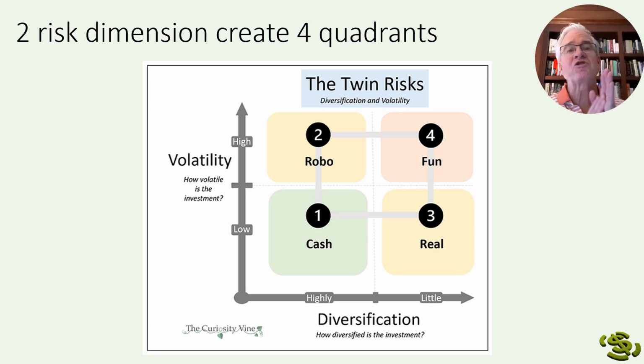The 2 risk features create 4 quadrants. Those quadrants are at the end of the diversification volatility risk barbells. The 4 quadrants are called cash, robo, real, and fun. These heat-related colors are inclusive of both risk and return. For example, for green, risk is the lowest and return is the lowest. Then, for red, risk is the highest and return is the highest.